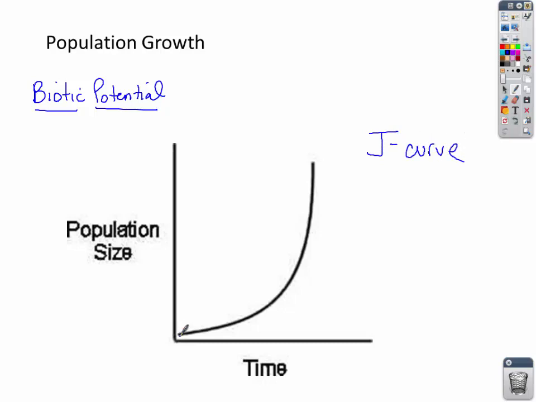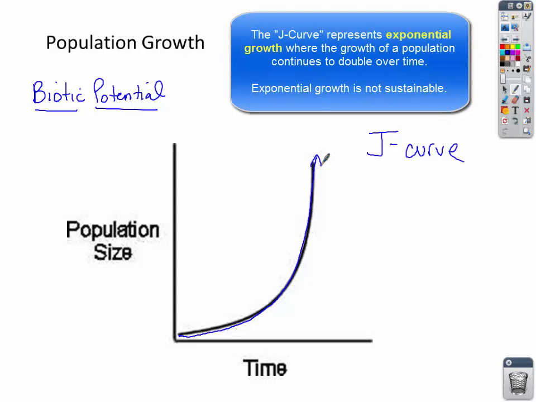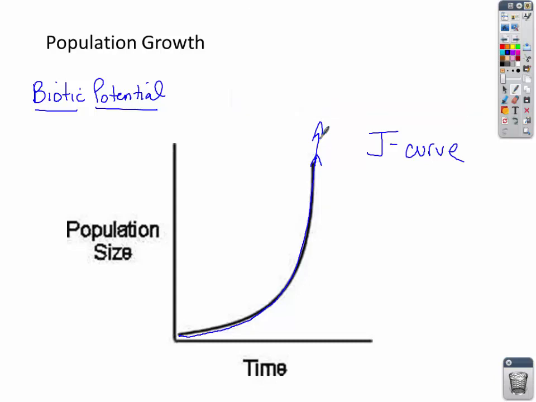A J-curve is a species is born, and if it's able to reproduce at its maximum rate, there's no death. All the babies survive, and all those go on to have more babies, and you end up with this time graph called a J-curve. Now, you can't have a population of infinity, so this type of growth is non-sustainable. The J-curve. Pretty simple concept.